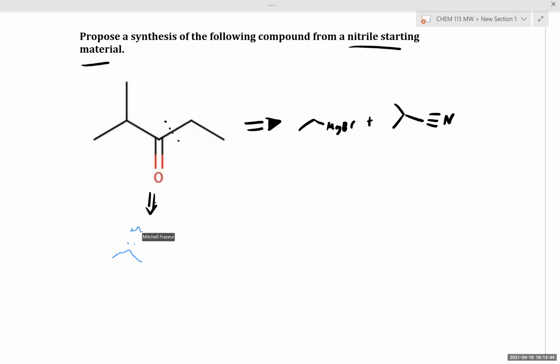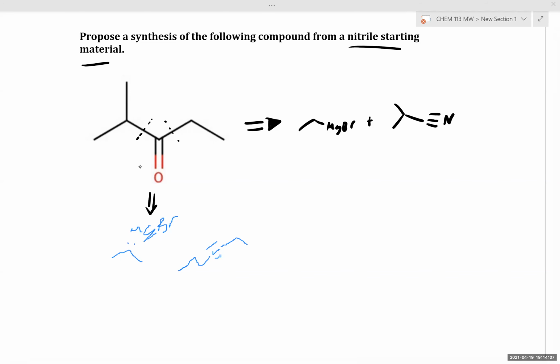So breaking our other carbon-carbon bond would give us the 2 starting materials of, in this case, isopropyl magnesium bromide and a propanoic acid derived nitrile.